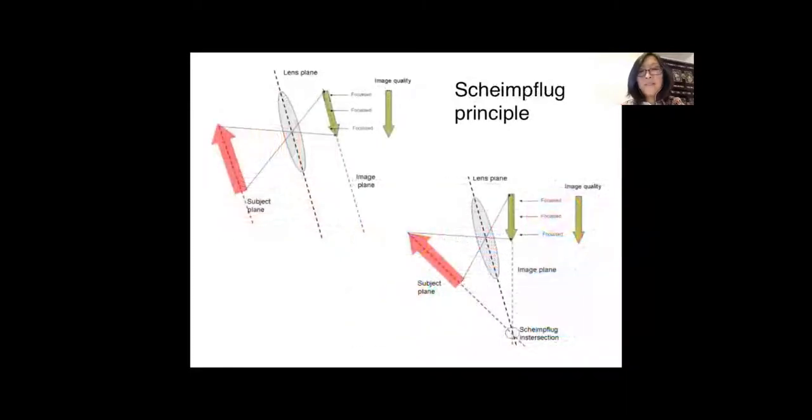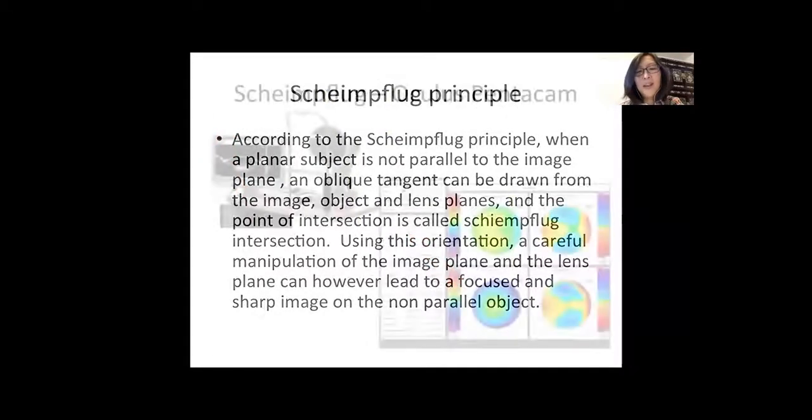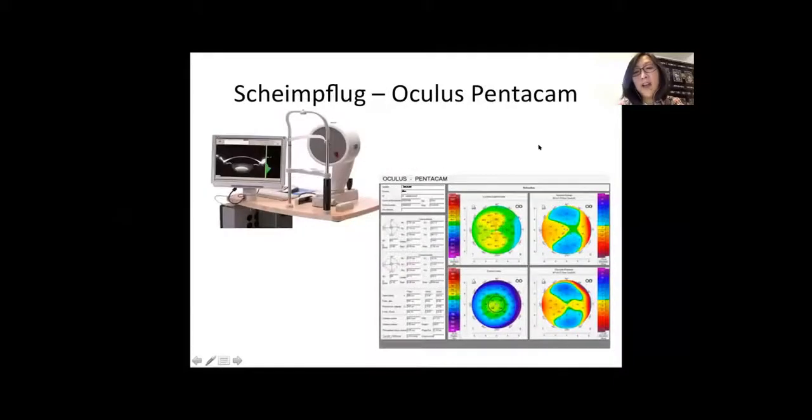And the last is a very complex Scheimpflug principle, which basically shows us that if you were to reflect an object, you can adjust the image plane and calculate out this intersection, which gives us many, many points on the surface of the eye, and gives us images such as this. This is the Oculus Pentacam. This is what I use, the Scheimpflug principle, that gives us a lot of information about, again, the anterior and posterior curvature.